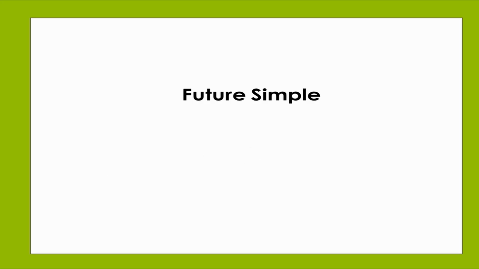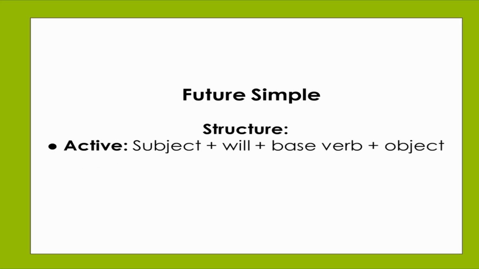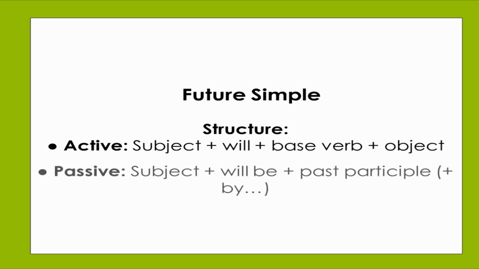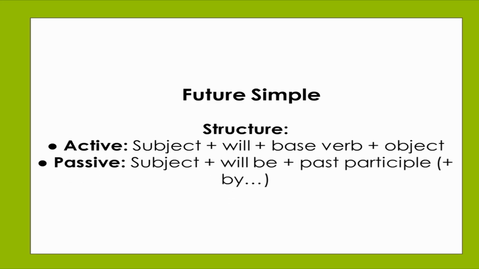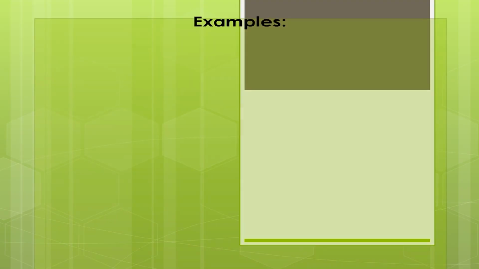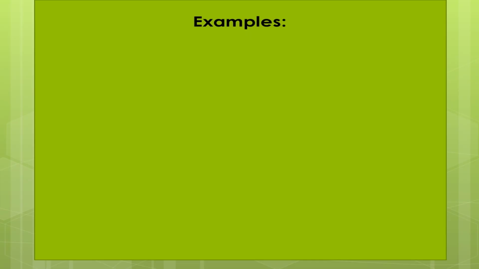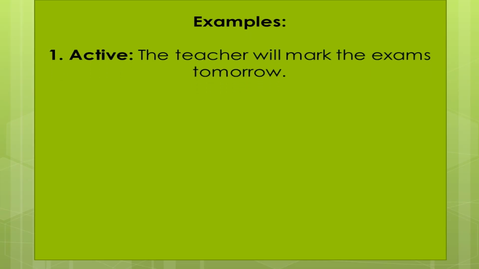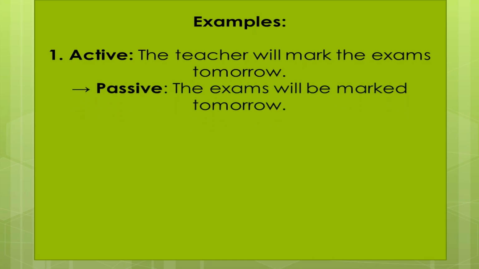Let's talk about simple future. The structure is, active voice, we have subject plus will plus base verb plus object. Passive, we have subject plus will be plus past participle. And if you want, we can add by. Examples. In active, we say the teacher will mark the exams tomorrow. Passive, we say the exams will be marked. Marked is a past participle of the verb to mark. Will be marked tomorrow. If you want, you can add by the teacher.